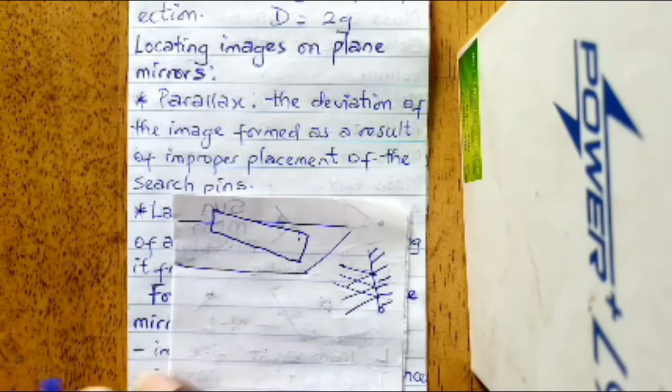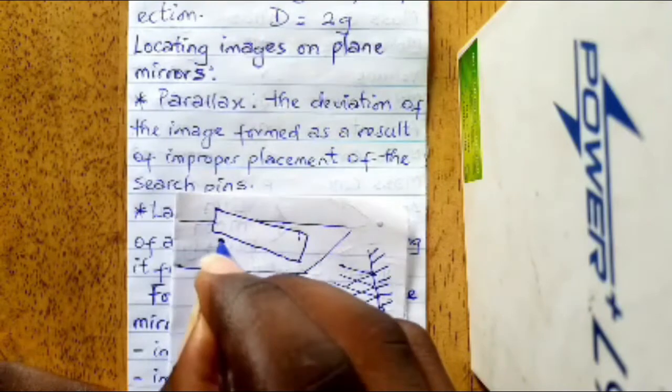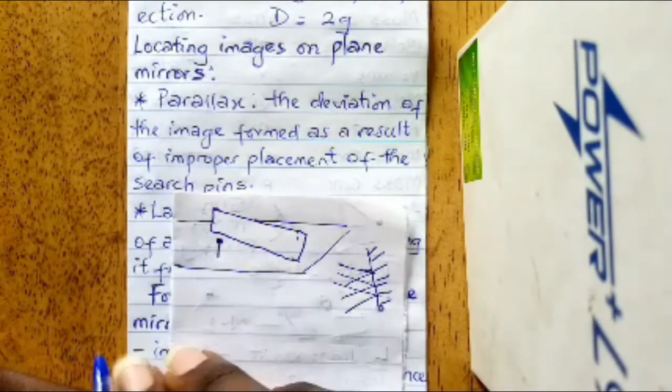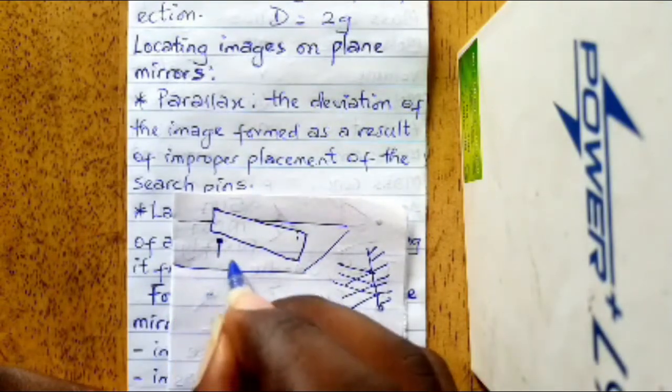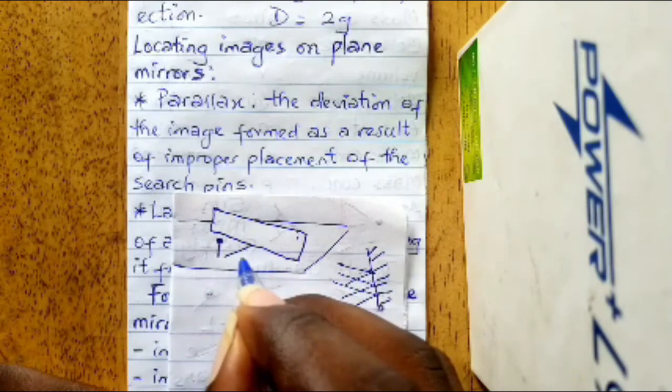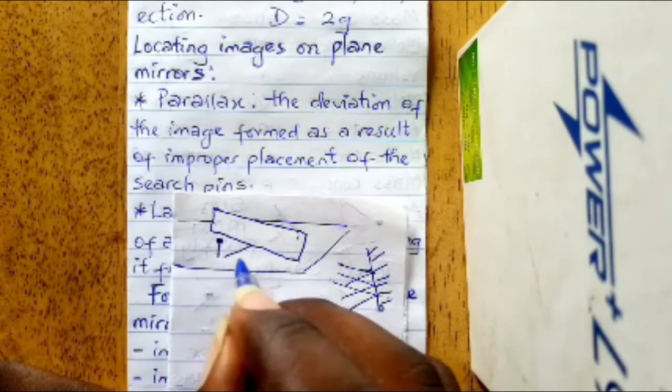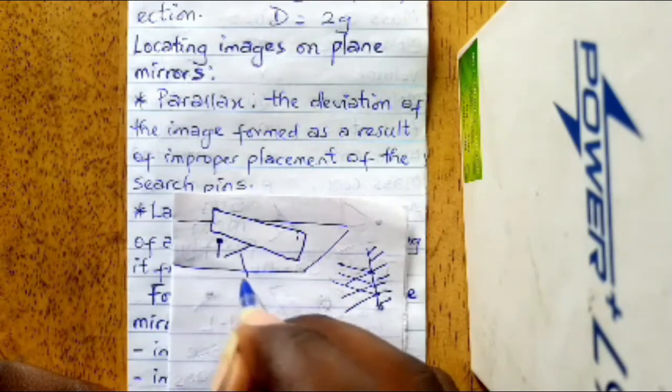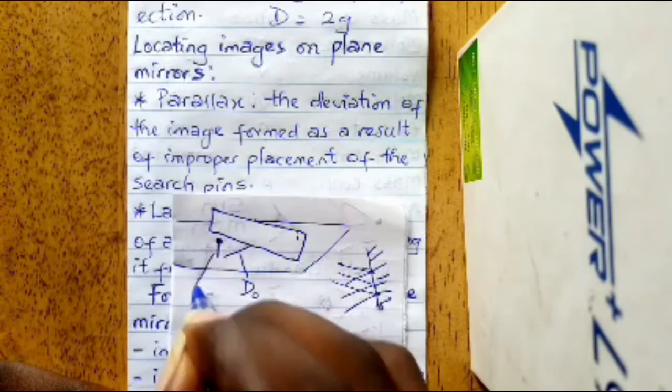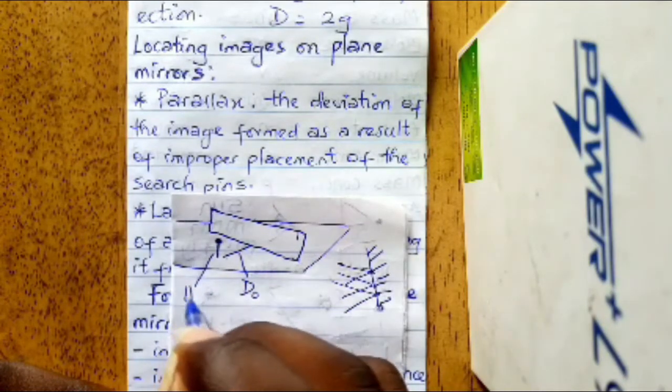So if you have a pin, and this is a simple experiment, you have a pin in front of this plane mirror. Now you know this is our object. So this is our object distance. This pin has height, the object height.